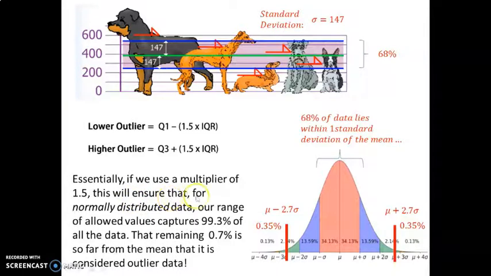So essentially, if you use a multiplier of 1.5, this will ensure that for normally distributed data, our range of allowed values captures 99.3%. So again, 99.3% of the data is here. That remaining 0.7% is so far from the mean that it is considered outlier data. Okay, I hope that brings that idea to life for you.